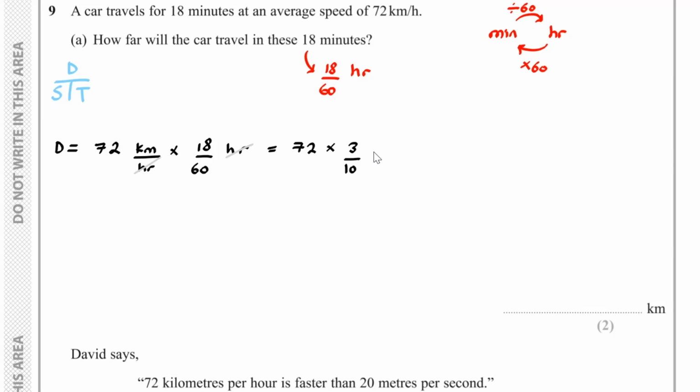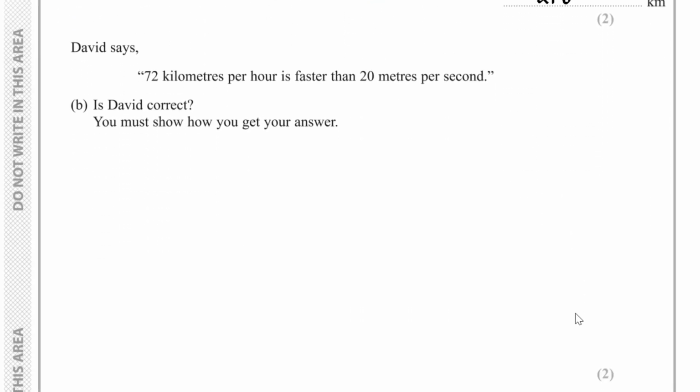So over here we have 21.6 kilometers. Now for part B of the question, David says 72 kilometers per hour is faster than 20 meters per second. Is David correct? You must show how you get your answer. Well, for this question, we need to make sure that the units are the same and then compare.